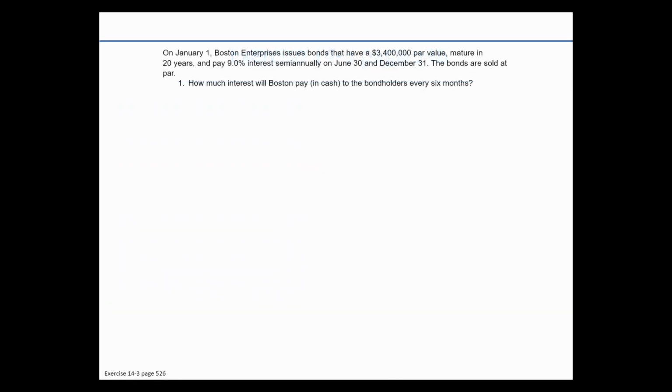Recording bond issuance and interest. Okay, so on January the 1st, Boston Enterprises issues bonds that have a $3,400,000 par value that mature in 20 years and pay 9% interest semi-annually on June 30th and December 31st. The bonds are sold at par.